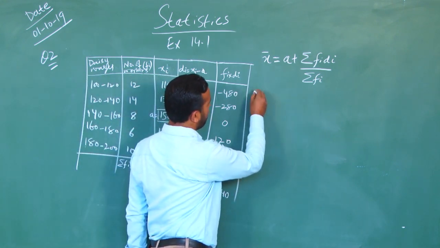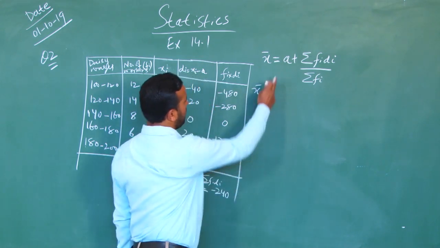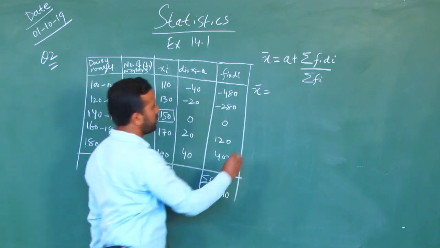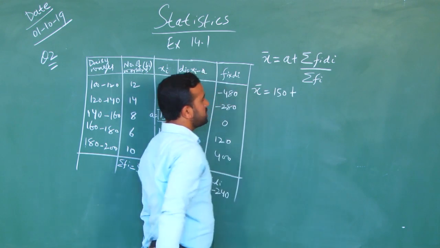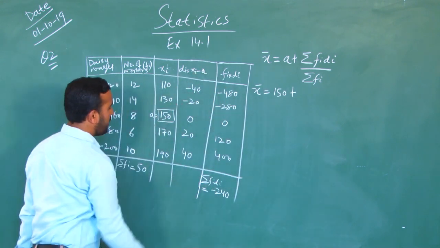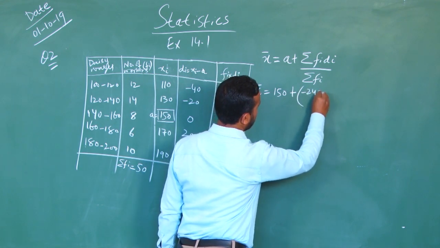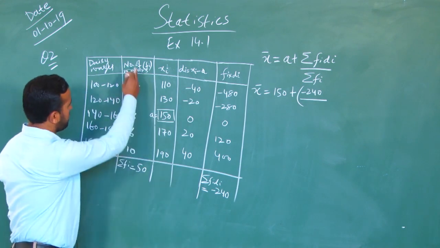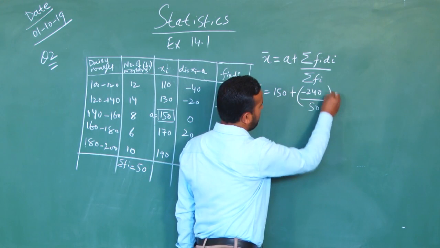Then we simply use these values in the given formula to calculate the mean of the given data with the help of the shortcut or the assumed mean method. X bar will be equal to A, that we have selected from the given observations, that is the assumed mean. A is equal to 150. 150 plus summation Fi Di, that is minus 240, whole divided by summation Fi, the addition of the frequencies, that is 50 here.